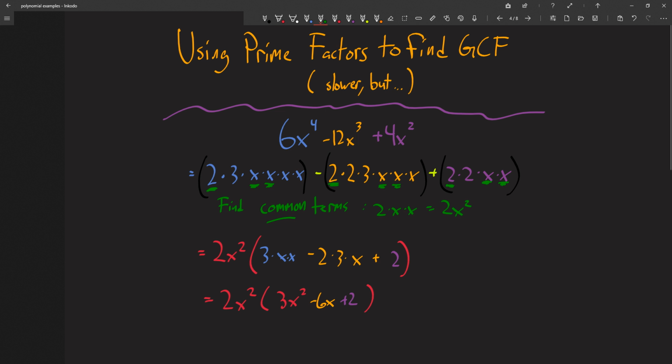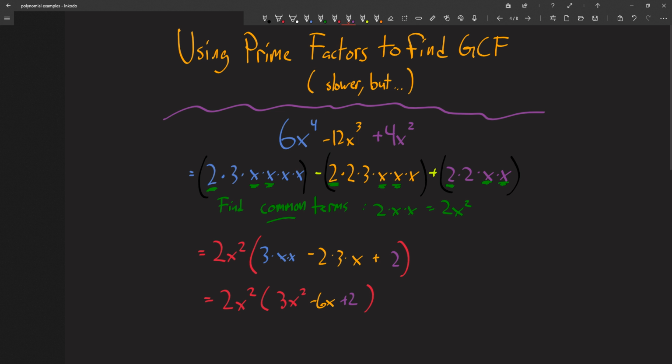So if I pull 2x squared out, what do I have remaining? Well, what's remaining in my first term here is a 3 and 2 x's. So I write a 3 and 2 x's, which is 3x squared. In my second term, what's remaining is a 2, a 3, and an x. So a 2, a 3, and an x make negative 6x. What's remaining in my last term is just that 2, so I write just that 2.